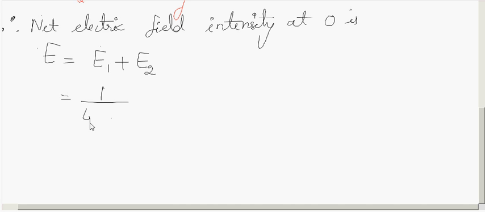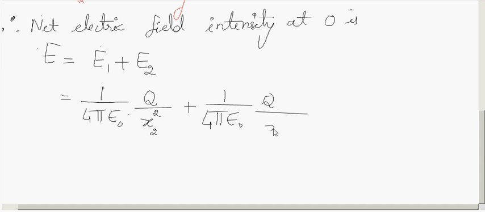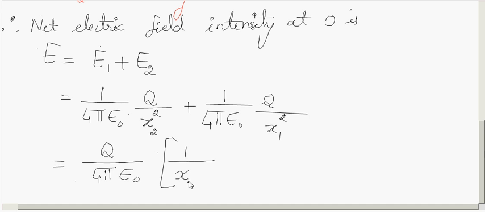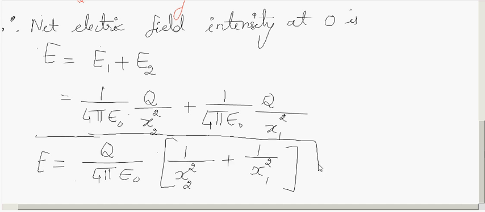1 by 4 pi epsilon naught into Q by x2 square plus 1 by 4 pi epsilon naught into Q by x1 square. Take out the common terms outside: Q by 4 pi epsilon naught into 1 by x2 square plus 1 by x1 square. This is the answer. The net electric field at the origin is given by this equation.